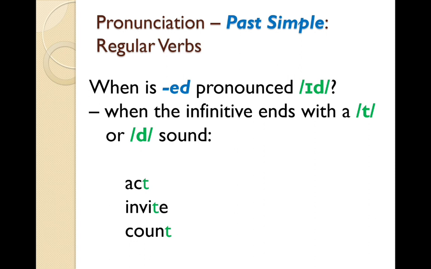Or if the infinitive ends with a d sound. Avoid, depend, explode. Because these verbs end with d in the infinitive, the ed ending is pronounced id. Avoided, depended, exploded. Let's see some more examples.